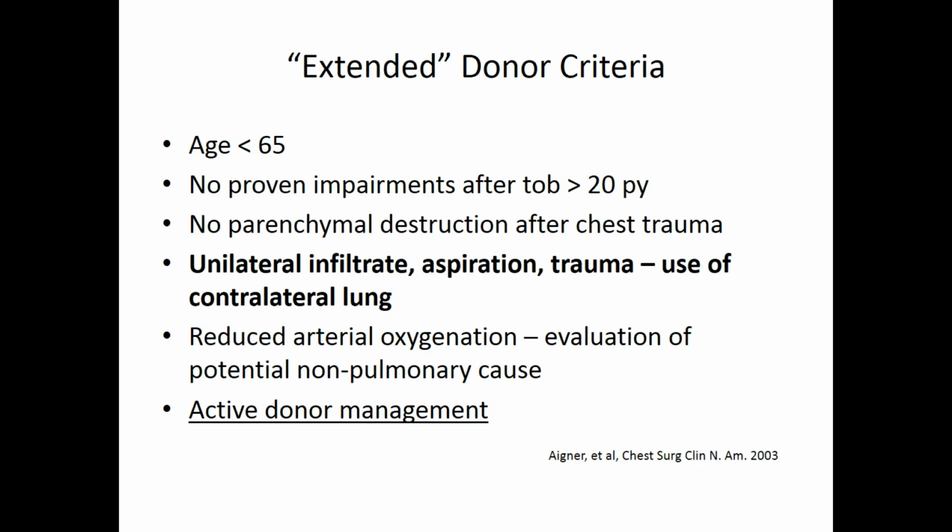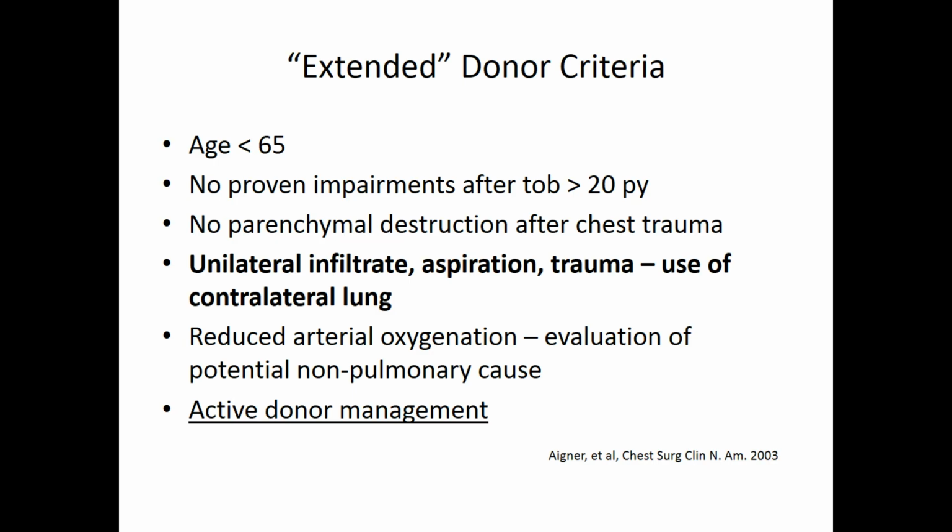As a result, multiple studies have examined whether some of these criteria can be liberalized, and the lung setting is just one example of extension of donor suitability criteria in solid organ transplantation. Here I demonstrate just one example of some of the studies that have examined potential impacts of donor acceptance criteria. These authors looked at donors who were below the age of 65 without proven impairments in lung quality after tobacco use of more than 20 pack years, the absence of parenchymal destruction related to chest trauma, and active donor management to maximize the function of donor lungs.